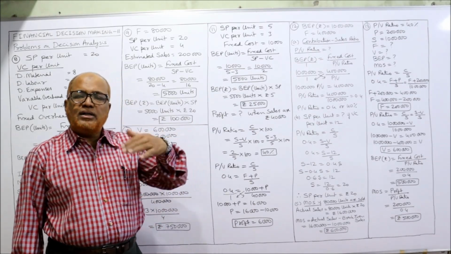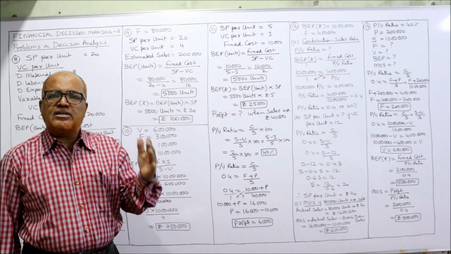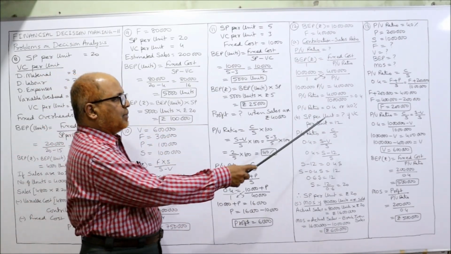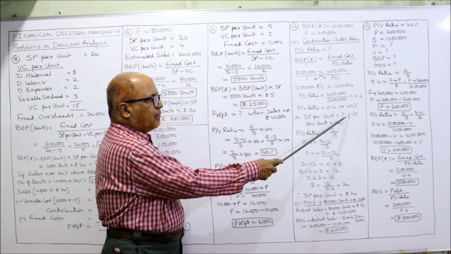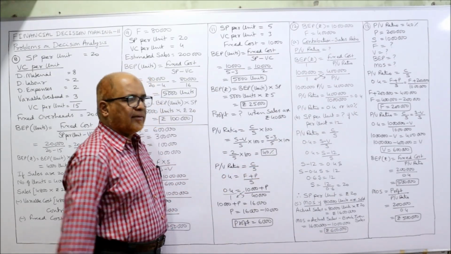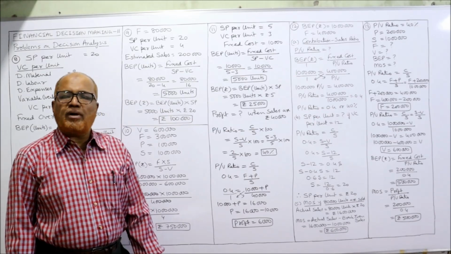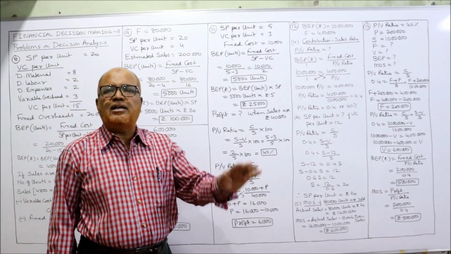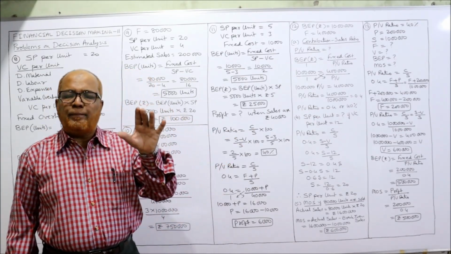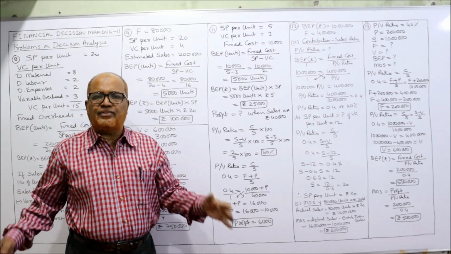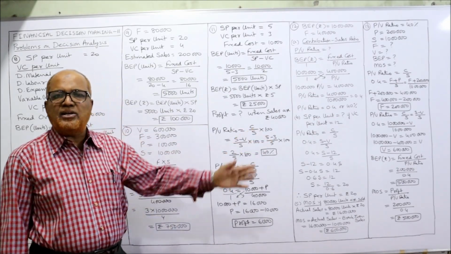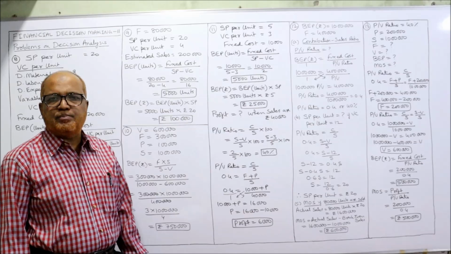Second question, what is the selling price per unit if the variable cost is 12 rupees? If variable cost is 12, how much would be the selling price? We use the PV ratio formula. I told you PV ratio formula is multi-purpose. By using PV ratio, we can find out a number of things. So here selling price we have to find out, we can use PV ratio.